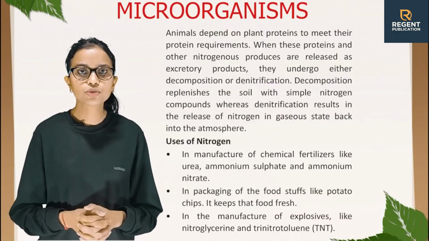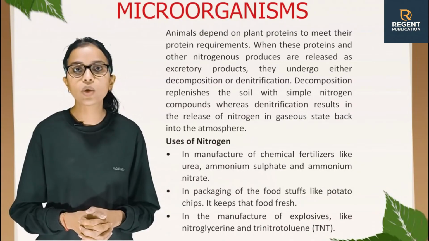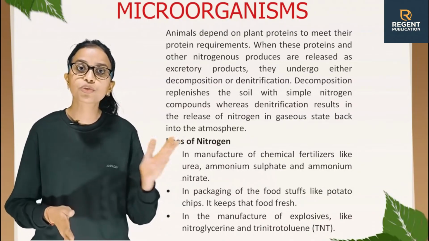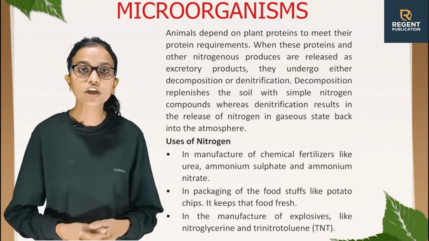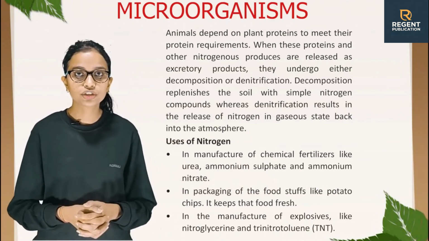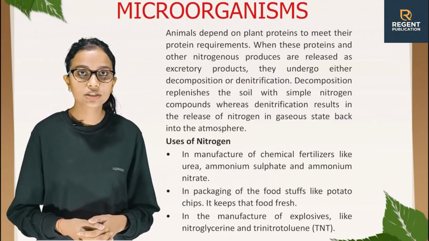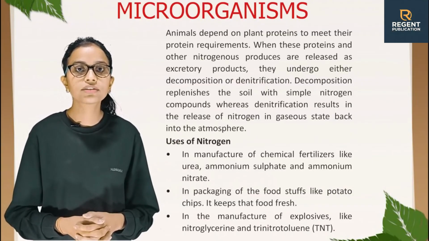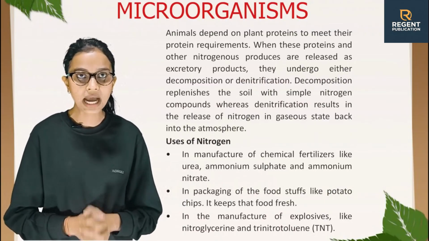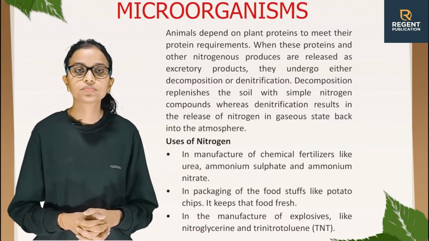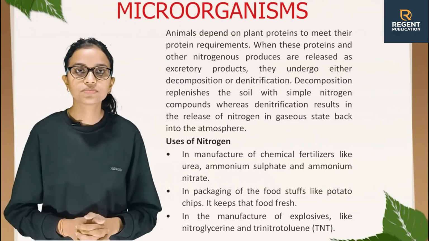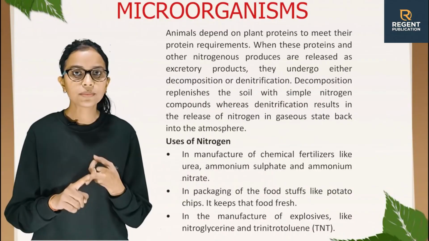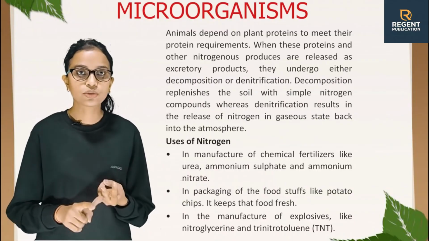Animals depend on plant proteins to meet their protein requirements. When these proteins and other nitrogenous products are released as excretory products, they undergo either decomposition or denitrification. Decomposition replenishes the soil with simple nitrogen compounds, whereas denitrification results in the release of nitrogen in gaseous state back in the atmosphere. Uses of nitrogen: in manufacture of chemical fertilizers like urea, ammonium sulfate and ammonium nitrate.